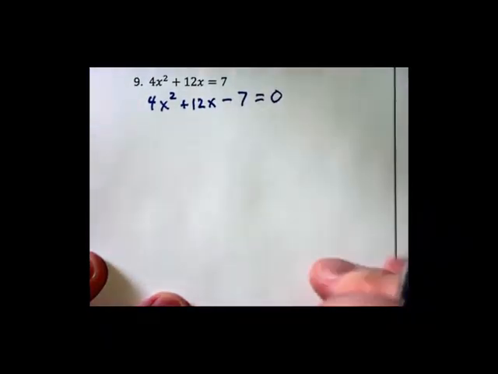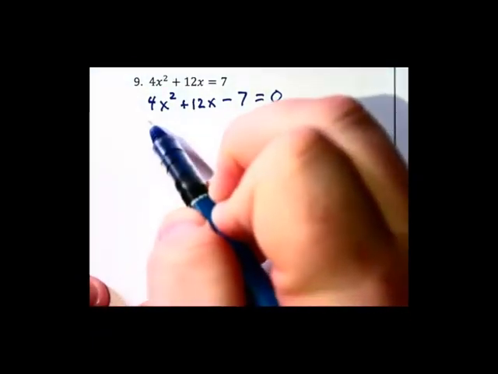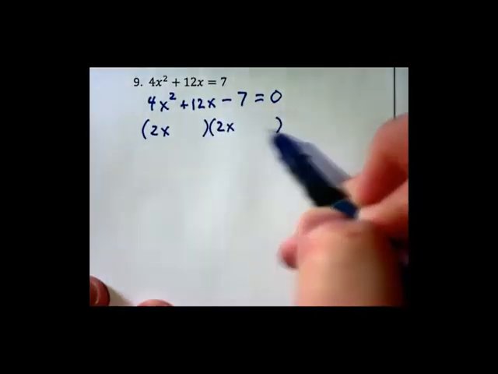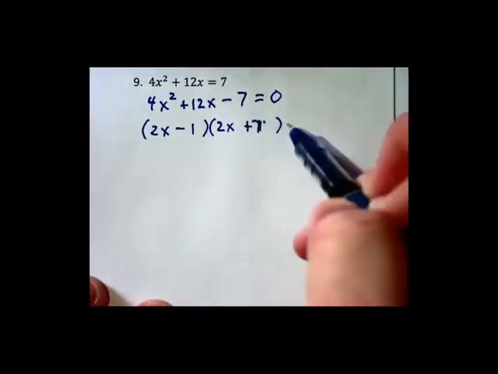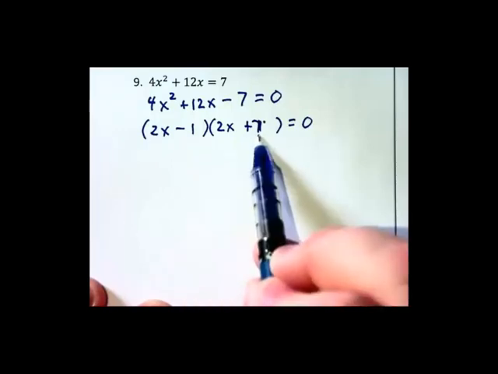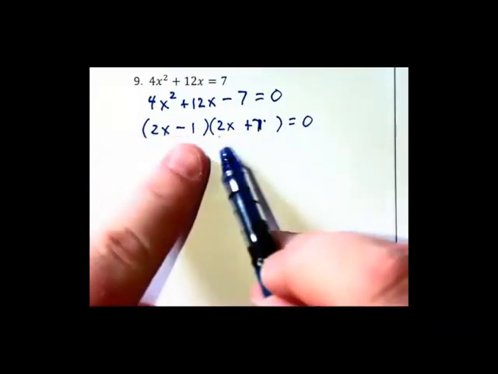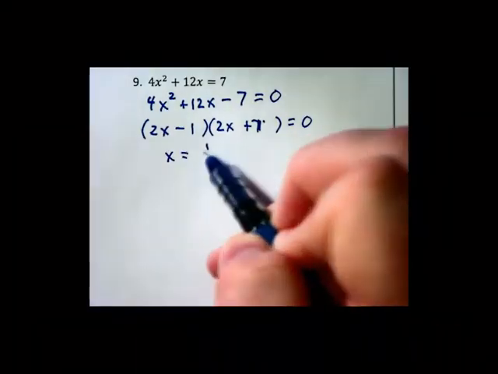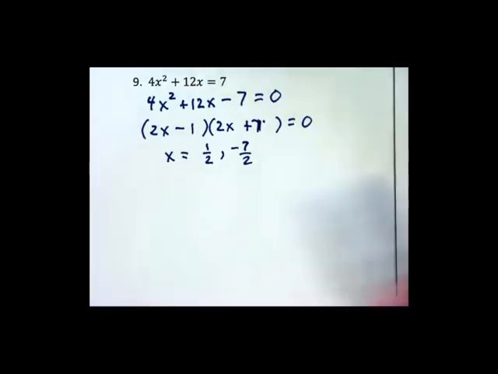And the first thing I want to do here is try to factor. And it turns out if I go 2x and 2x, and then minus 1 and plus 7, not 14, 7, then I'm going to have the minus 7 on the L part of FOIL, and I'm going to have a positive 14 and a negative 2 when I put the inner and outer terms together. So that factors, and we've got a nice clean x equals 1/2 or negative 7/2 as our solution set.